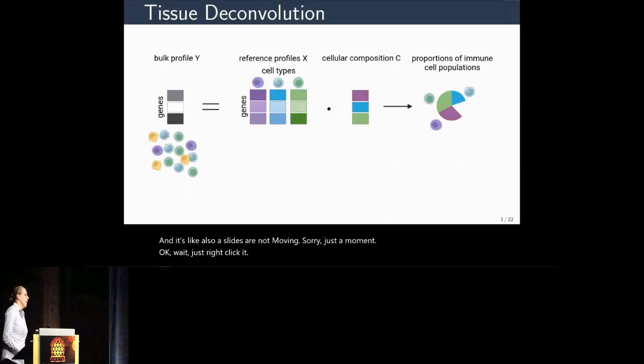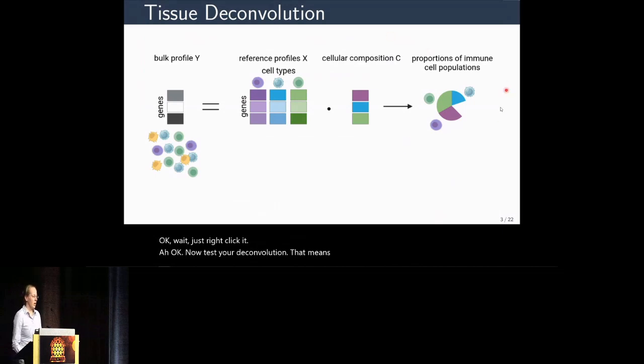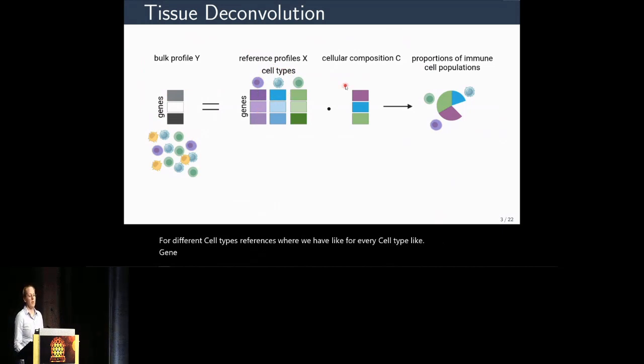Okay. So, tissue deconvolution. That means that we normally have bulk profiles, which consist of several cells, and we have a reference profile matrix where we have references for different cell types, with the expected gene expression for every cell type. What we want to predict is the cellular composition, that is, the proportions of the immune cell populations.